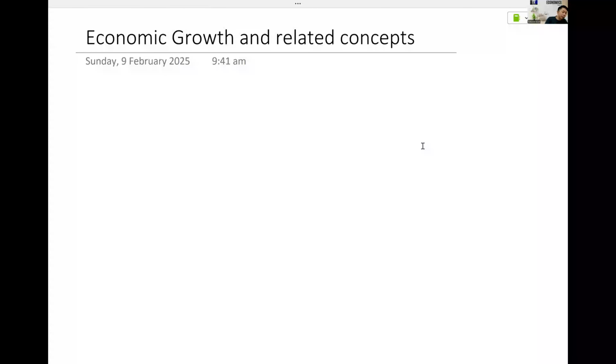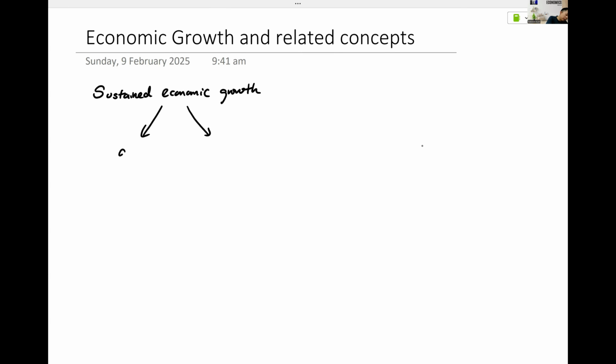Economic growth and related concepts. When you look at economic growth, there's this concept which you should not be a stranger to: sustained economic growth. What is sustained economic growth?